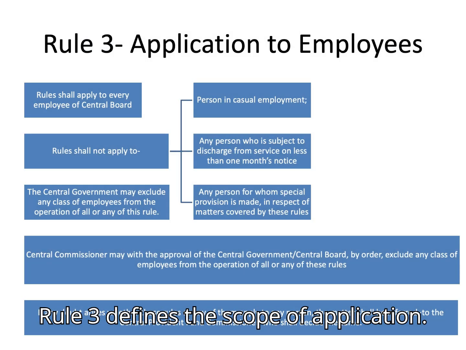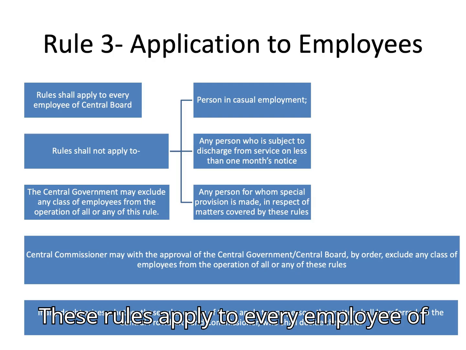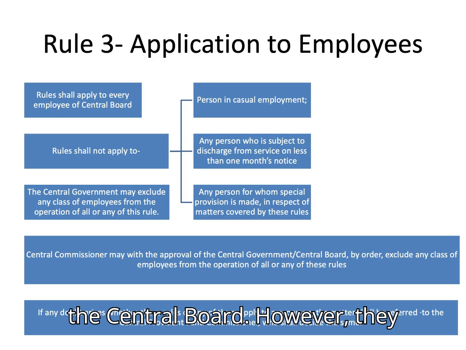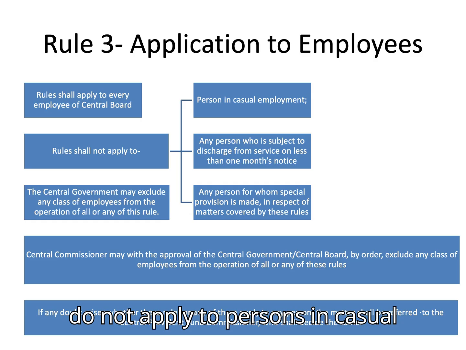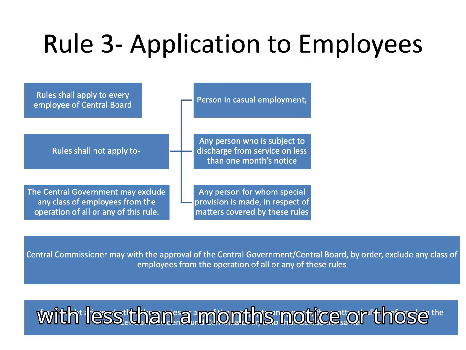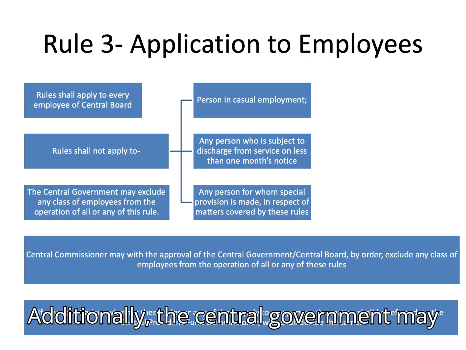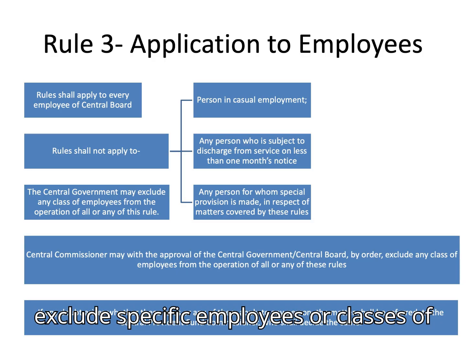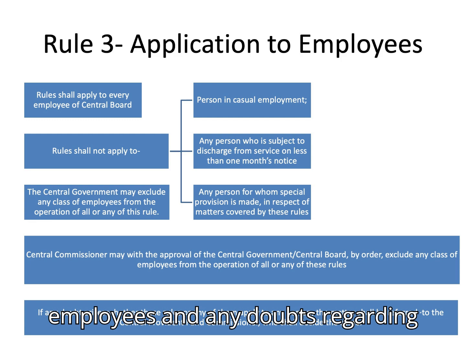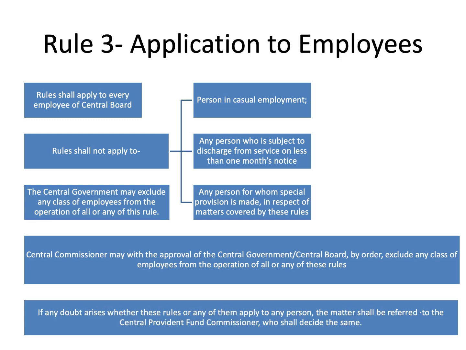Rule 3 defines the scope of application. These rules apply to every employee of the Central Board. However, they do not apply to persons in casual employment, those discharged from service with less than a month's notice, or those for whom special provisions are made. Additionally, the central government may exclude specific employees or classes of employees, and any doubts regarding applicability will be referred to the Central Provident Fund Commissioner.